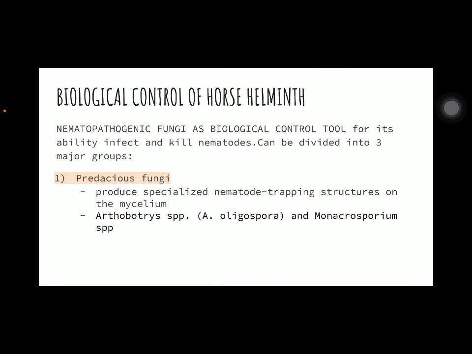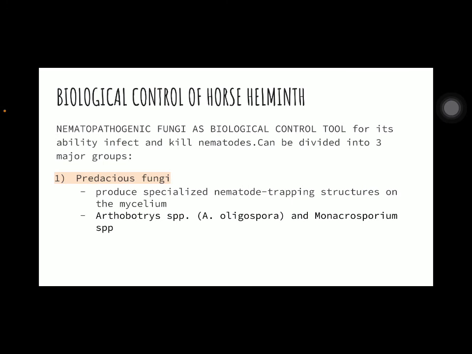Fungi have long been known for their ability to infect and kill nematodes. So these fungi are called nematopathogenic fungi, which can act as a biological control tool. However, control of parasites nowadays is mainly by the use of chemicals, but these commonly used chemicals are losing their effectiveness due to the resistance arising from indiscriminate use. So more people are starting to acknowledge this biological control tool, which is these nematopathogenic fungi.